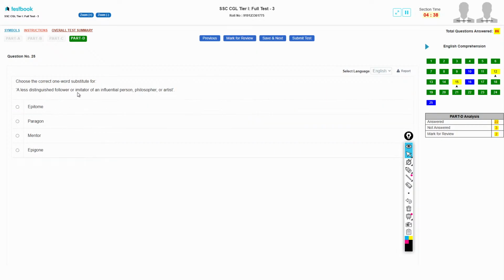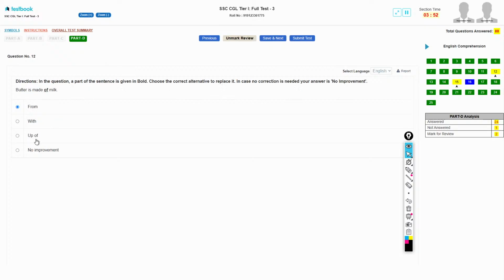A less distinguished follower or imitator of an influential person, philosopher, or artist. Not epitome, either epigone or paragon. I feel epigone, maybe. Successful. I think vile is used for a failed plan or something, but that is vain, in vain, or that. Vestige is not, hopeless is not, vagary or vile. I'll go with vile then.